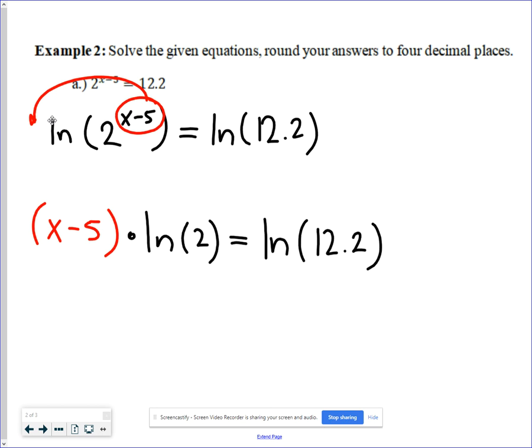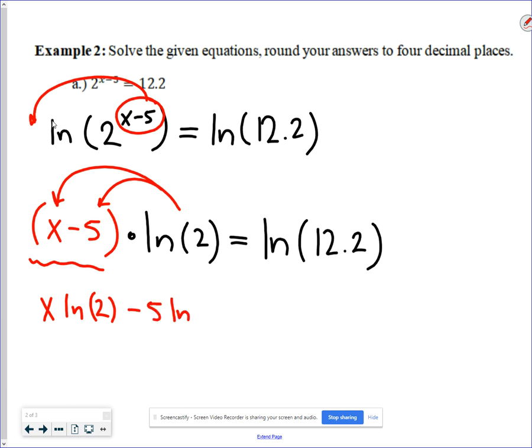So the first method I'm going to use is I'm just going to get rid of my parentheses over here by using the distributive property. So I'm going to take the natural log of 2 times x. X times the natural log of 2 is x natural log of 2. And then natural log of 2 times negative 5 would be minus 5 natural log of 2 is equal to the natural log of 12.2. We're trying to solve for x. So this is just like a normal equation except we got logs in it.